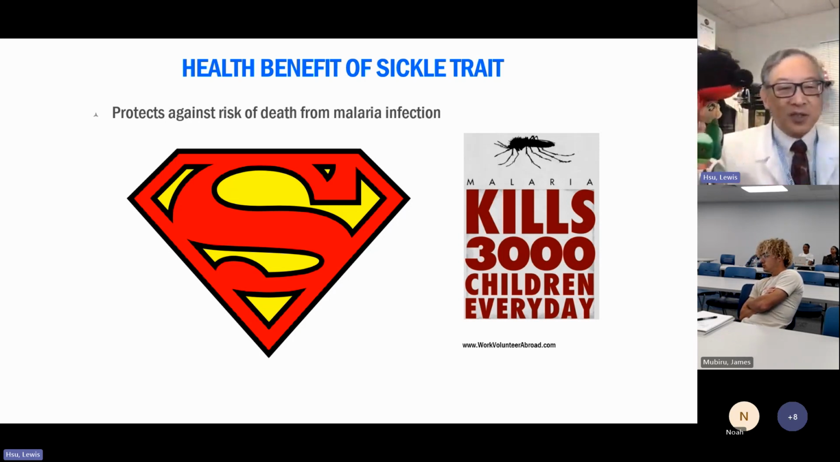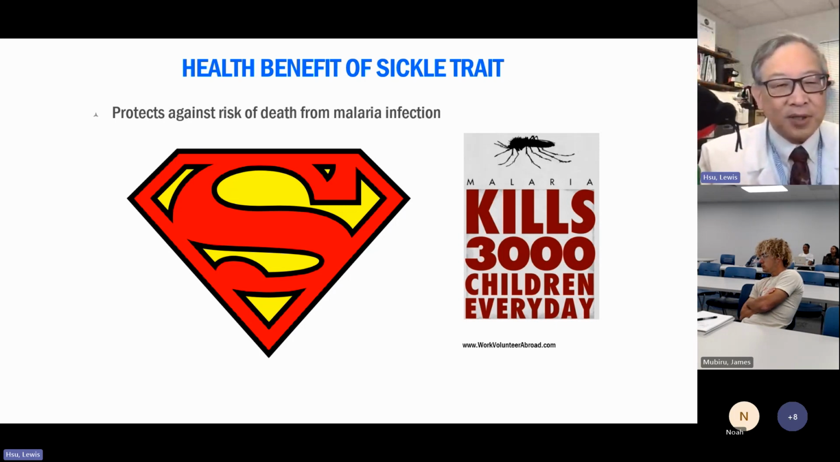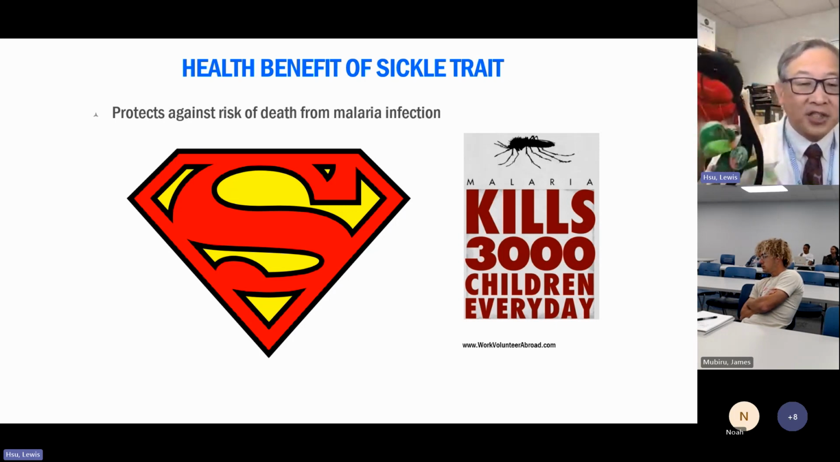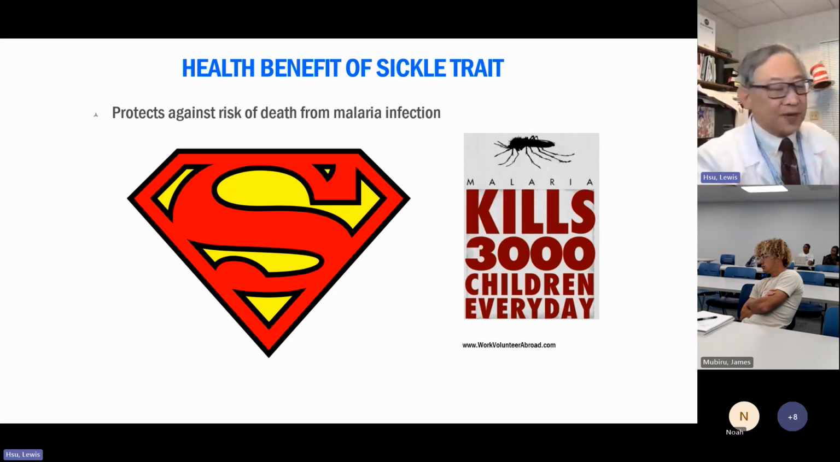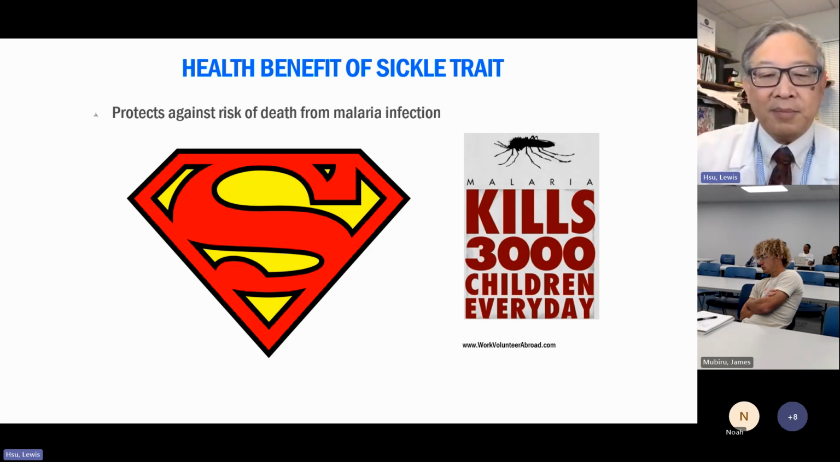So sickle trait can actually help protect people against dying of malaria. They may still catch it, but less chance of dying. And so having sickle trait is a survival feature, sort of a Superman feature, in areas where there's a lot of malaria.